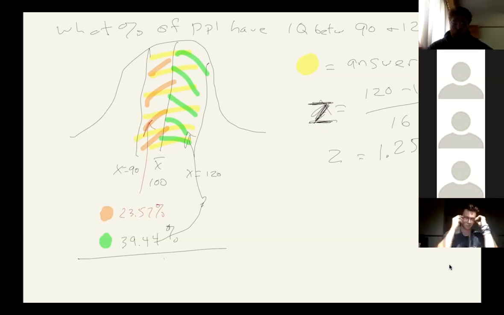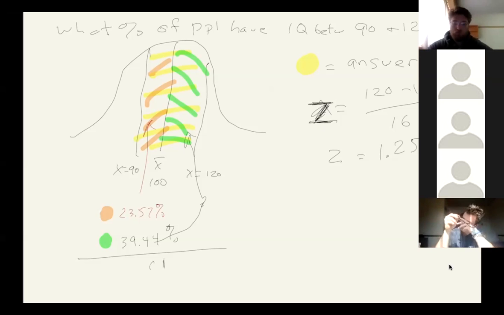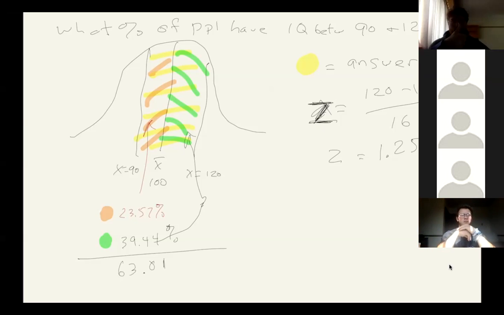So we get, anybody else get that? Did I add it right? I got that. Me as well. Okay. So 63.01% of people have an IQ between 90 and 120.